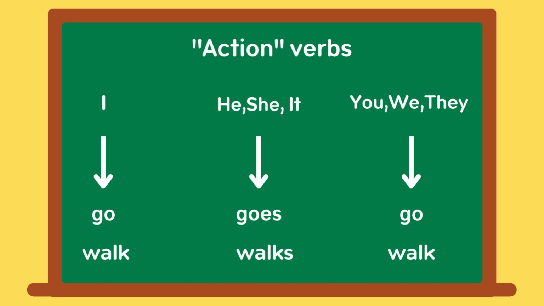For example, I go, I walk, he goes, he walks, she goes, she walks, it goes, it walks, you go, you walk, we go, we walk, they go, they walk. But pay attention. Why did we say he, she, or it goes or walks? Let's see how it works.